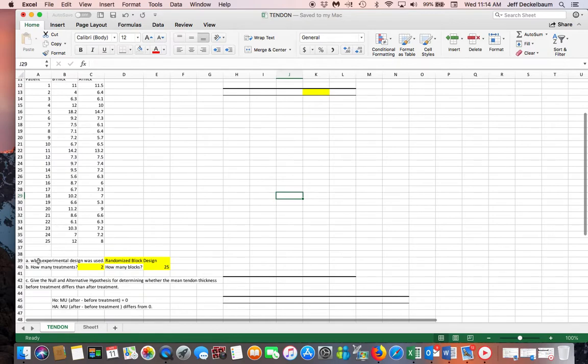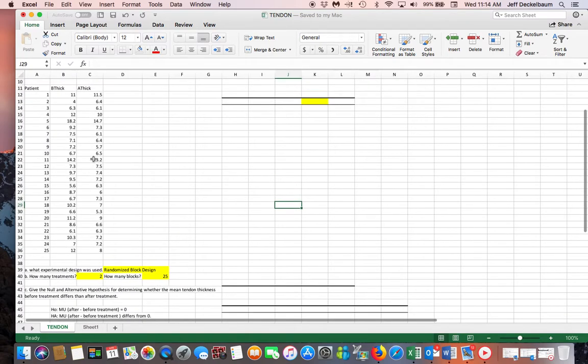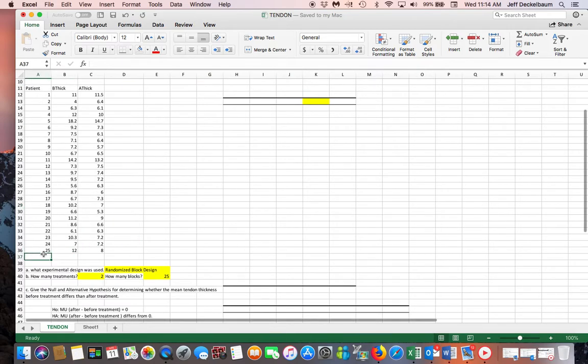The questions we're being asked are what experimental design was used, and it's randomized block design. We have two treatments, before and after thickness, and we have 25 patients. Those are the blocks.